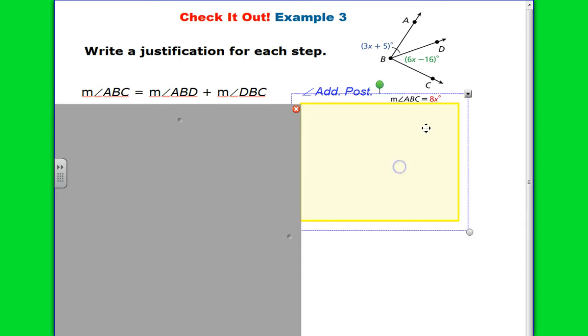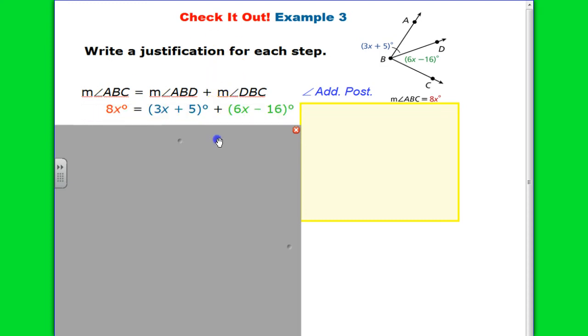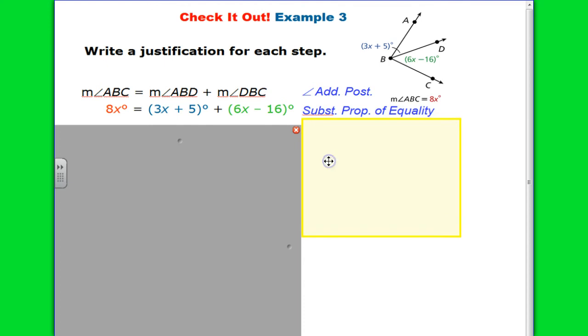And now you see this other little tidbit of information that was hiding. The entire ABC equals 8x. So now that we have that statement due to the angle addition postulate, what will we do? Substitute, plug it in. It's a good song for today, right? So we have this entire 8x equals 3x plus 5 plus 6x minus 16. And so now it's simply finding x, right? So what could we do? How about simplify the right side?